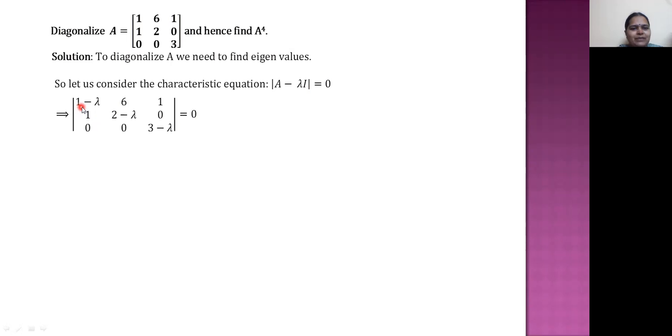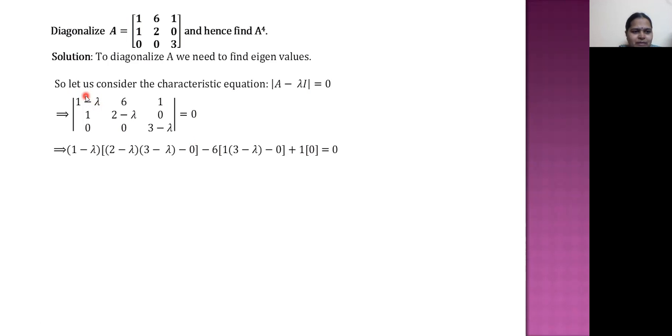The matrix A minus lambda I is nothing but the changes only will be in the diagonal elements of A: 1 minus lambda, 2 minus lambda, 3 minus lambda. Remaining all elements remain the same. Now we will find the determinant of this matrix.